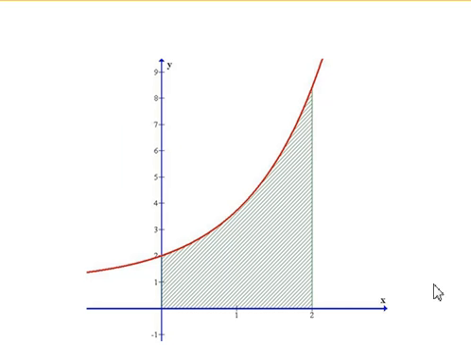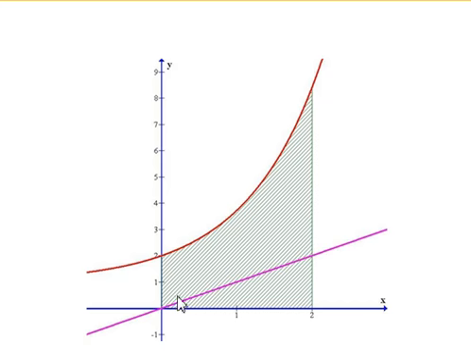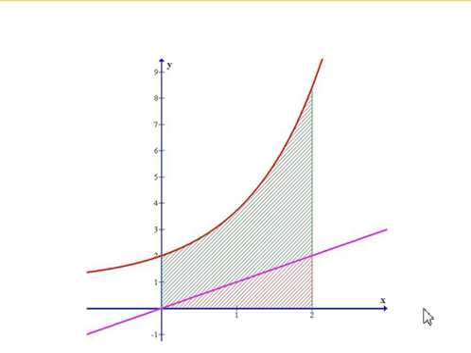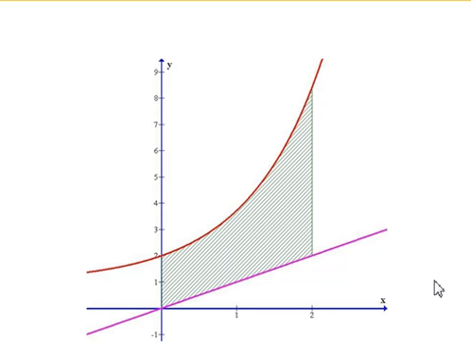Well, okay, let's add the graph of y equals x to our plot. And remember that doing the integral from 0 to 2 will give us the area under x as well. So you can see that in red here. Well, we want the area between the two curves. So what we can do is take the area that's under e to the x plus 1 and subtract out the area under x, and that'll give us the area in between.